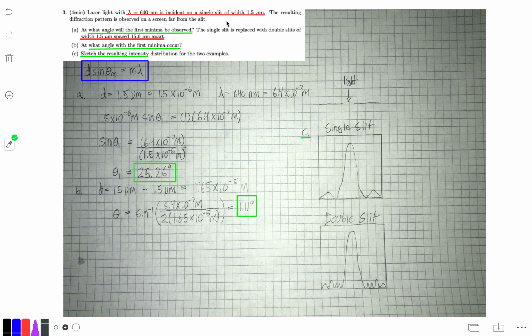So just working off what we're given in this first part A, we can assume this is our distance, and we can go ahead and get a wavelength here, just converting both of these into meters, SI units. We can then rearrange and solve for theta, and we end up getting that the first angle is going to be 25.26 degrees, and this is going to be theta 1.